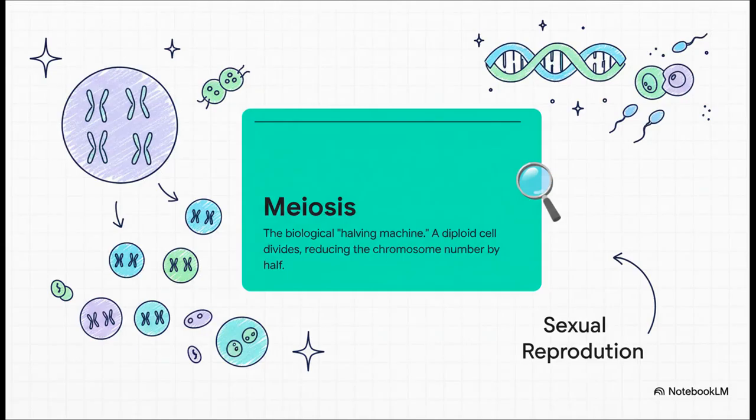But then, there's the other method, meiosis. And if mitosis is the copy machine, meiosis is the having machine. This is a super special process. It takes one of those diploid 2N cells and puts it through a division that literally cuts the chromosome number in half, creating haploid N cells. This is the absolute key to sexual reproduction. It's how we make our gametes.